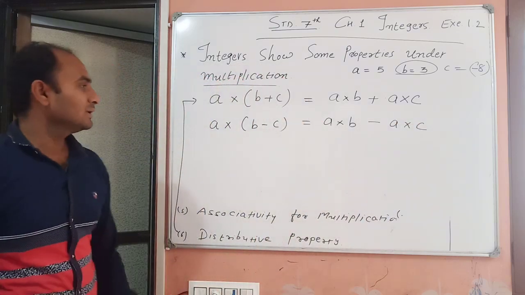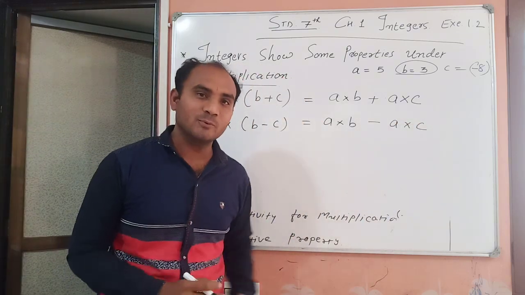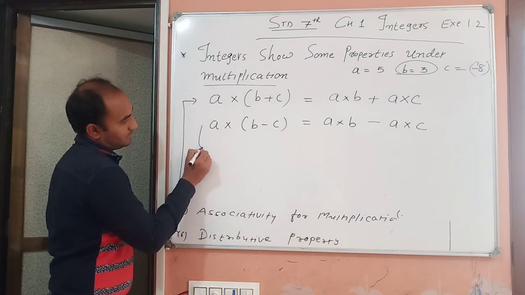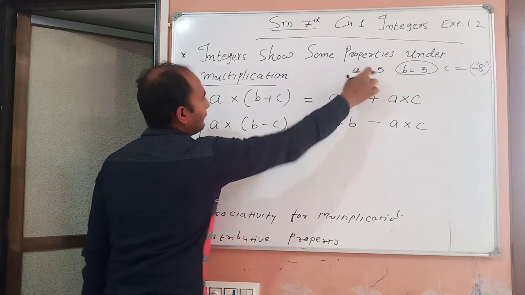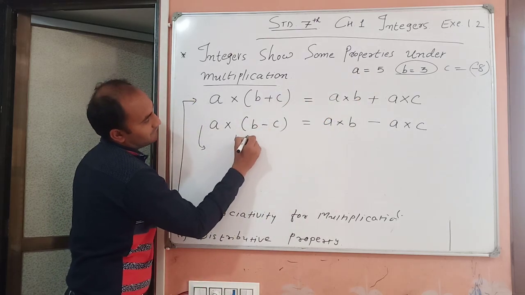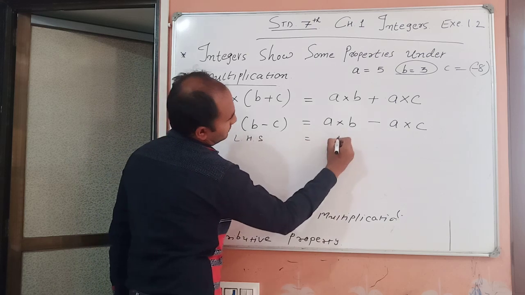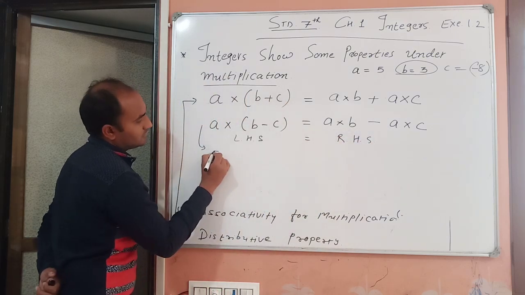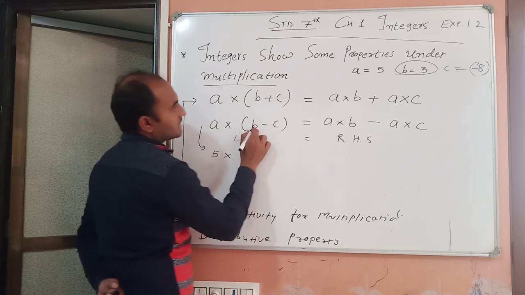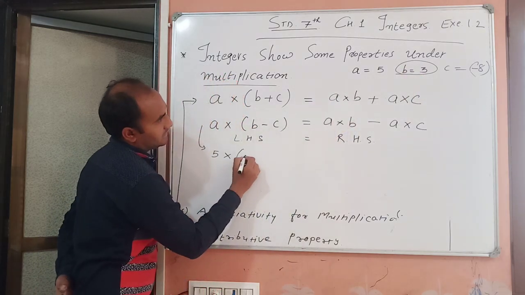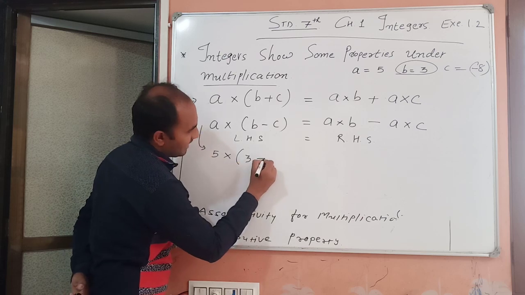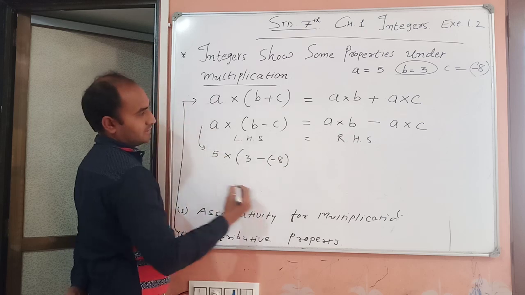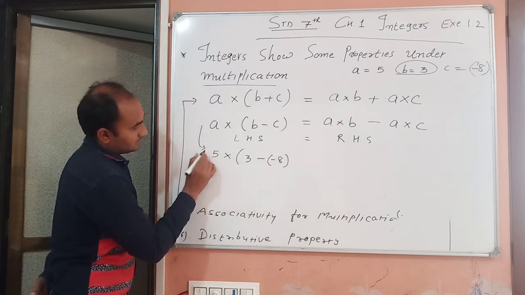So now any one example we will solve through this distributive property. So this example we will solve. What is the value of A? Fine, it means the left hand side is equal to the right hand side. So on the left hand side, A is equal to 5. What is the value of B? B is 3. What is the value of C? Minus 8.